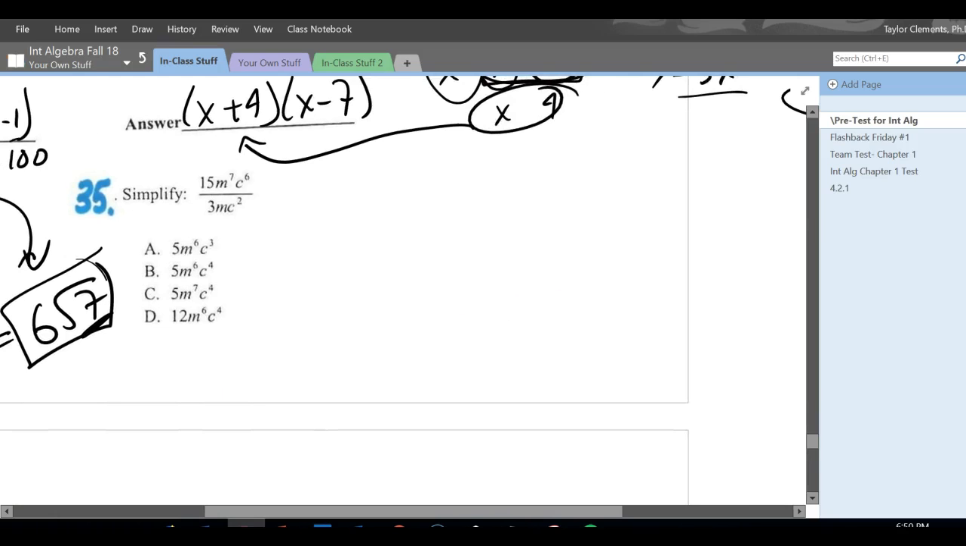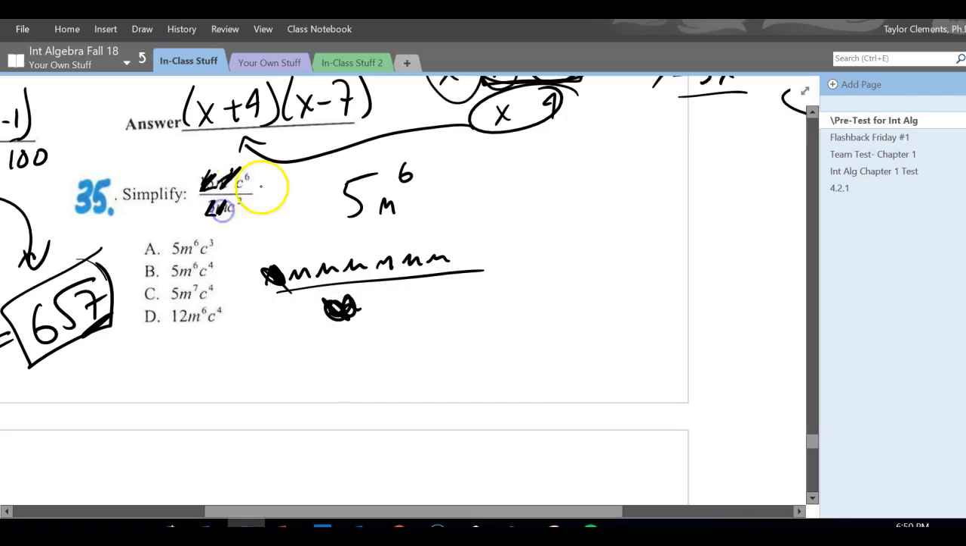All right, last one, simplify. 15 divided by 3, 5. 7 m's over 1 m, that leaves you with 6. And again, think about 1, 2, 3, 4, 5, 6, 7. There's 7 of those on top, 1 on the bottom. One of these makes a 1. And we talked about how you make a 1. M divided by m is 1. Leaves you with 6 m's.